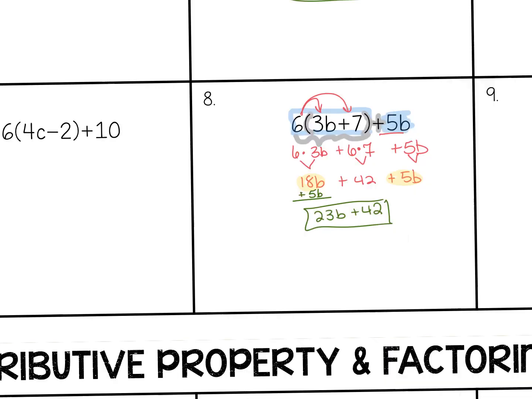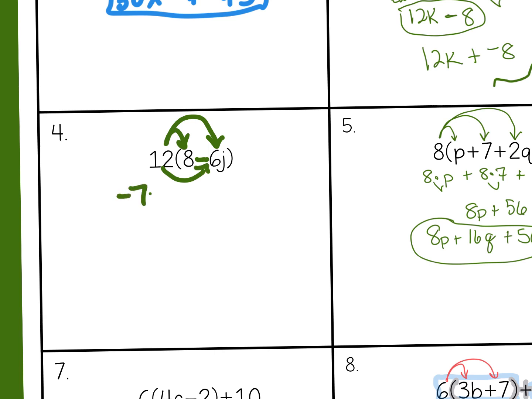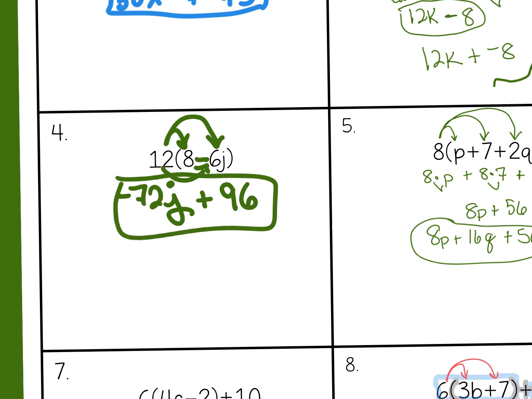The next one we have is number 4. 12 times 8, 12 times, remember, I need to treat it like a negative 6j because it has to go left on the number line. And I'm going to go ahead and put my variable term first. 12 times negative 6 is negative 72j. And then I'm going to add to it 12 times 8, which is 96. So there is that one in simplest form.